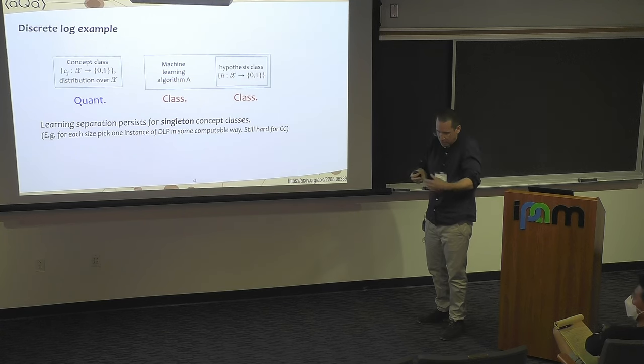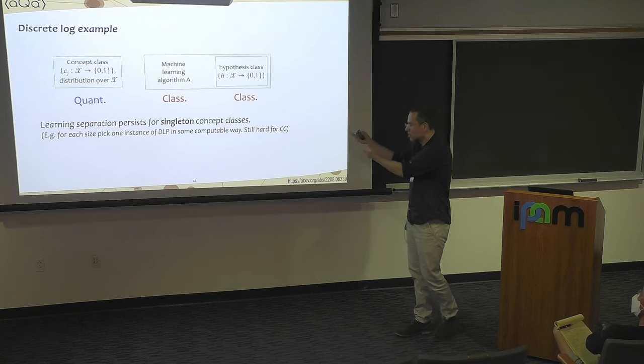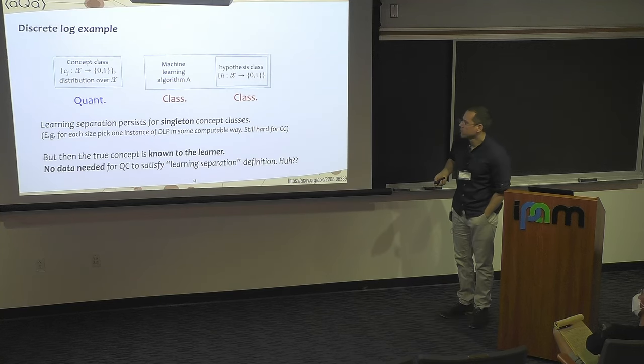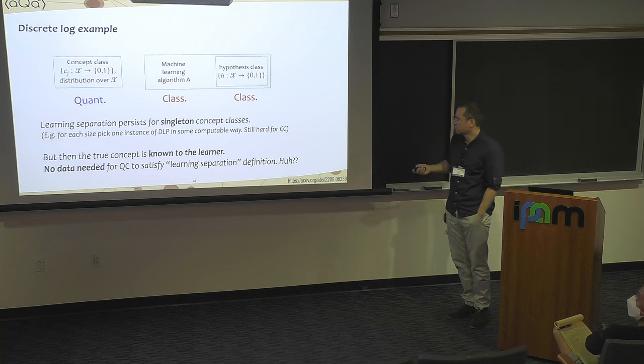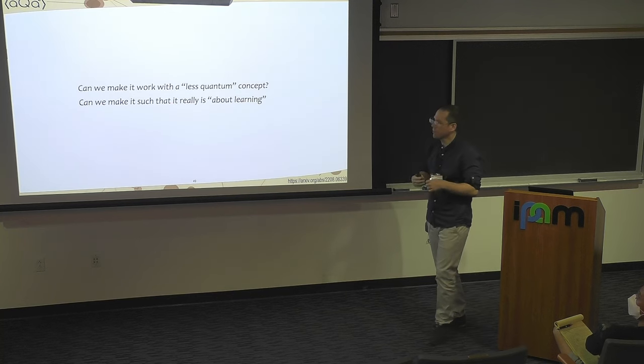There is a world in which it's extremely trivial to prove separations, but you're not going to be happy. And I'm not happy either, and I'm just telling you. So, don't need data, so I'm not happy. So can we make it a little bit less quantum? Can we make it more about learning?